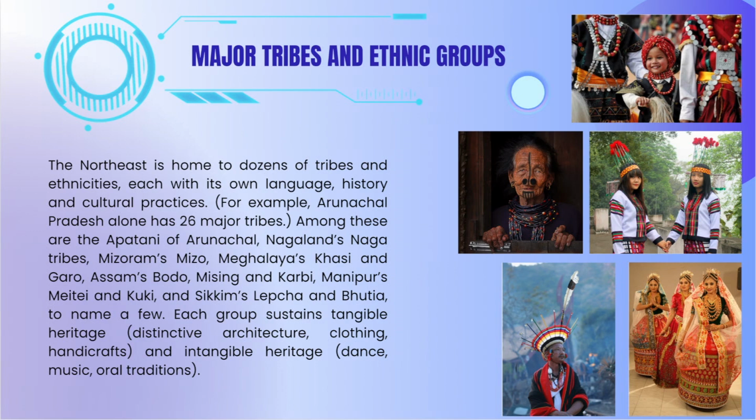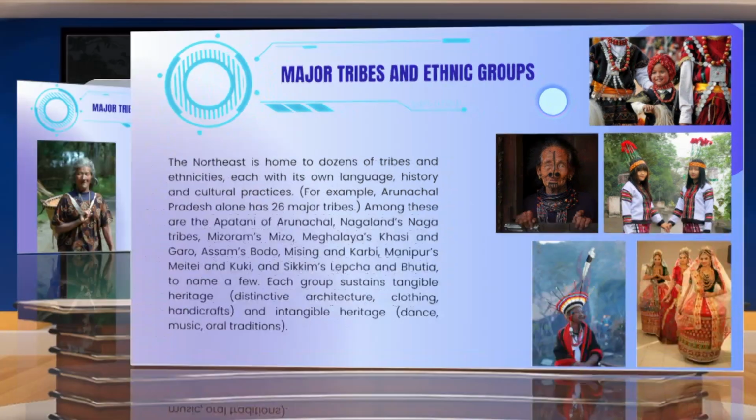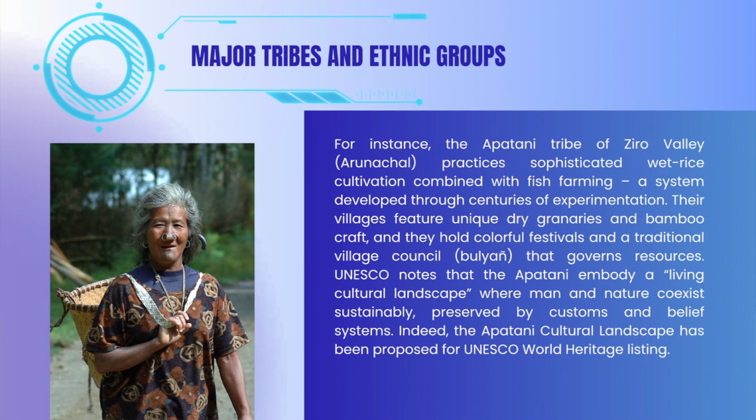Each group sustains tangible heritage, distinctive architecture, clothing, handicrafts, and intangible heritage like dance, music, and oral traditions. For instance, the Apatani tribe of Ziro Valley practices sophisticated wet rice cultivation combined with fish farming, a system developed through centuries of experimentation. The villages feature unique dry granaries and bamboo crafts, and they hold colorful festivals and a traditional village council that governs resources.